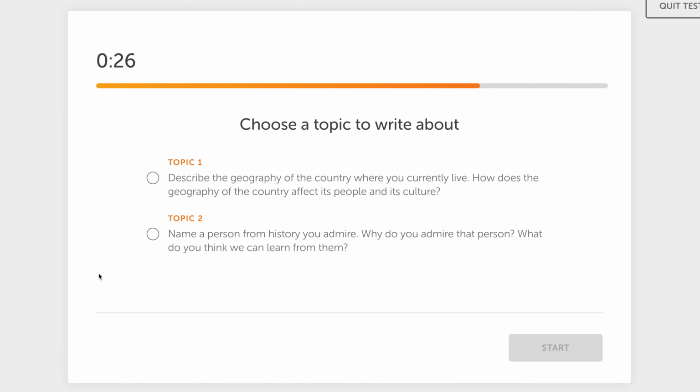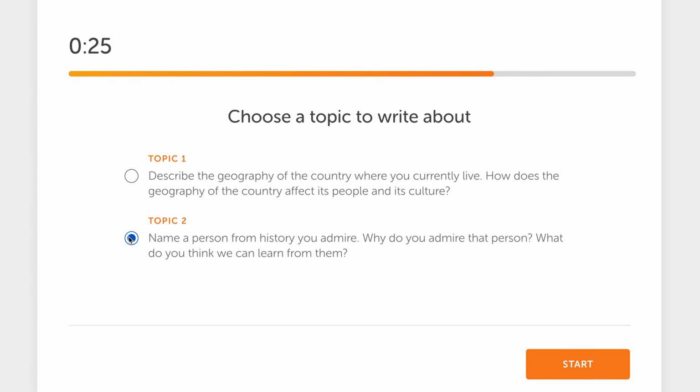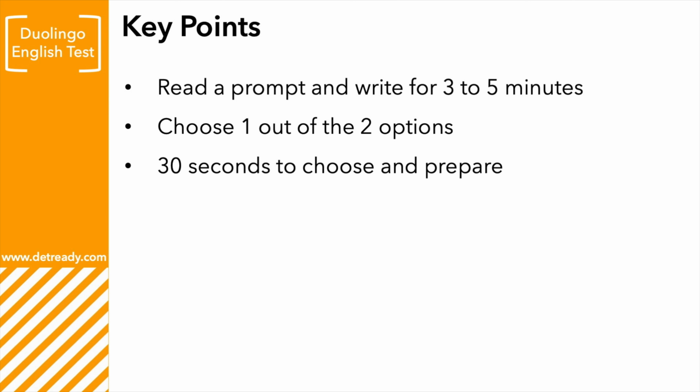But you still, I think, should be writing around 50 to 100 words, one full paragraph. But of course, if you can write more, yeah, go ahead and do so. And one of the main differences between this writing sample and the write about a topic question is that you're actually given two prompts, and you get to choose which one you want to write about. So that's different. All right, there are some more key points.